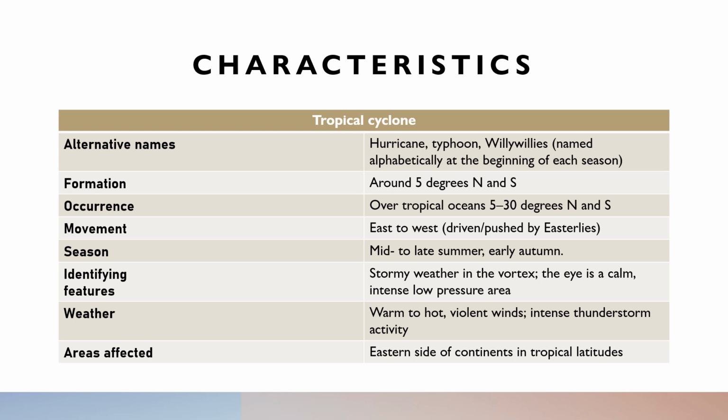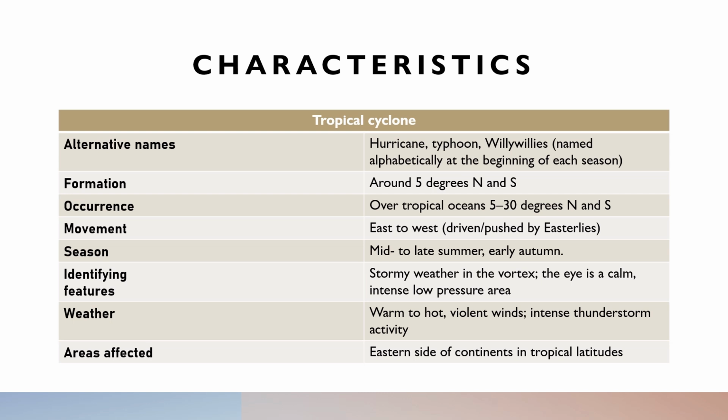So it may be different according to the region, and they are named alphabetically at the end of each season, which means at the start of every year, if a tropical cyclone occurs, then it will be named with a name that starts with A, because it's the first one of the season. Not the season as summer, winter, no, but the year is a season for the cyclones.